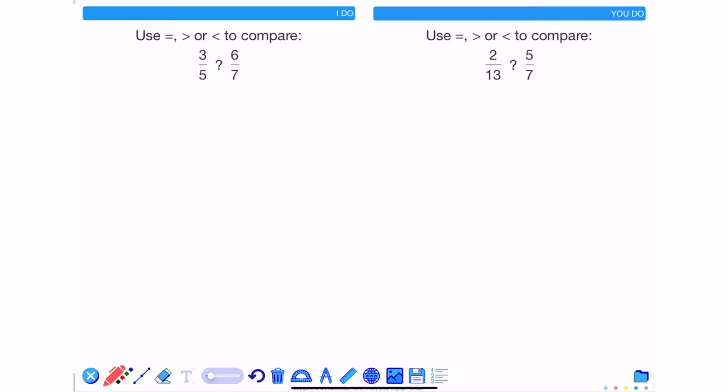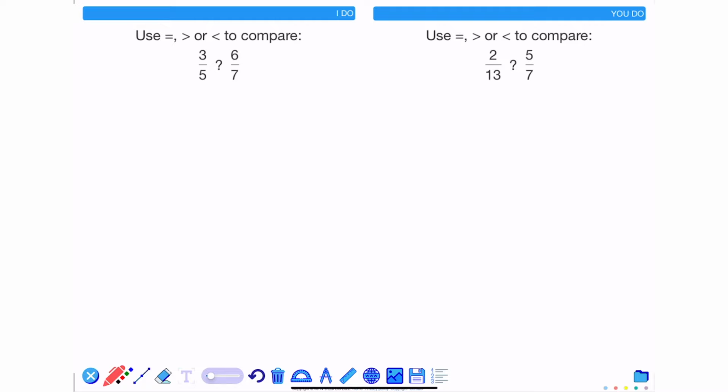In this video, we're going to take a look at how we can compare two fractions. Looking at the example on the left-hand side, I need to be able to compare 3/5 and 6/7 and decide whether one is bigger or smaller than the other, or whether they are equal.